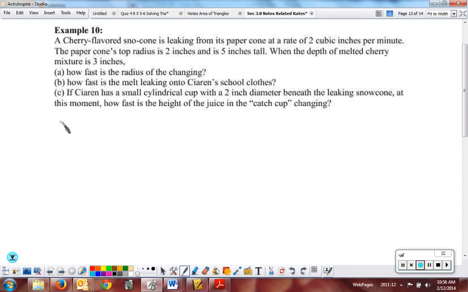Okay. So I'm going to start drawing the picture. In A, what are you looking for? The dR/dt. Okay. So I'm going to start by drawing a picture for this one. And obviously my snow cone is melted enough. Make this little oval shape for the top of my paper. I'm drawing the paper right now. There's the paper cone that the snow cone comes in.